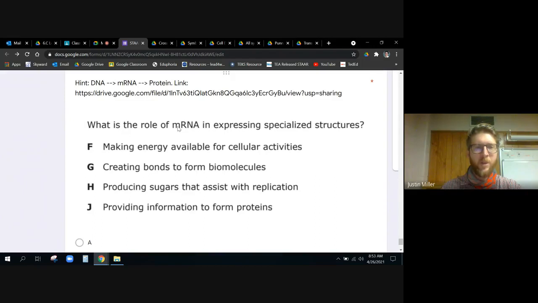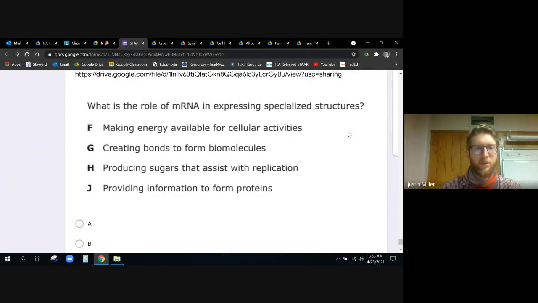So what is the role of mRNA? Well, it takes the instructions from DNA and carries those instructions to the place where the protein is made in the cell, and helps the protein to be made. So you tell me which one that is.